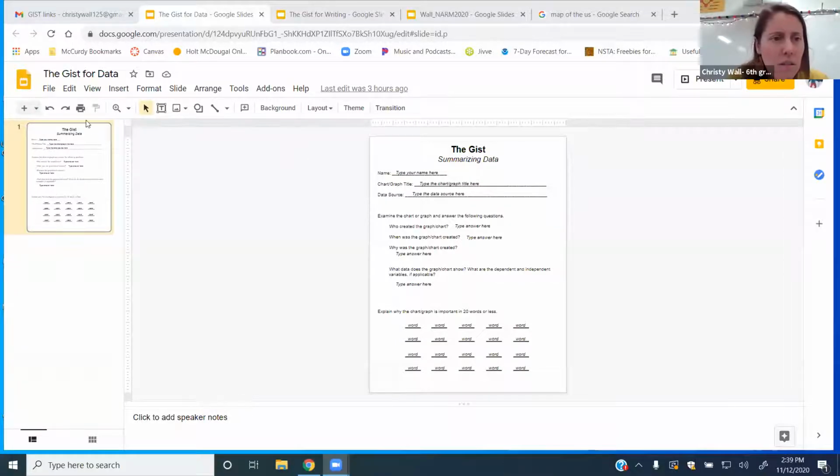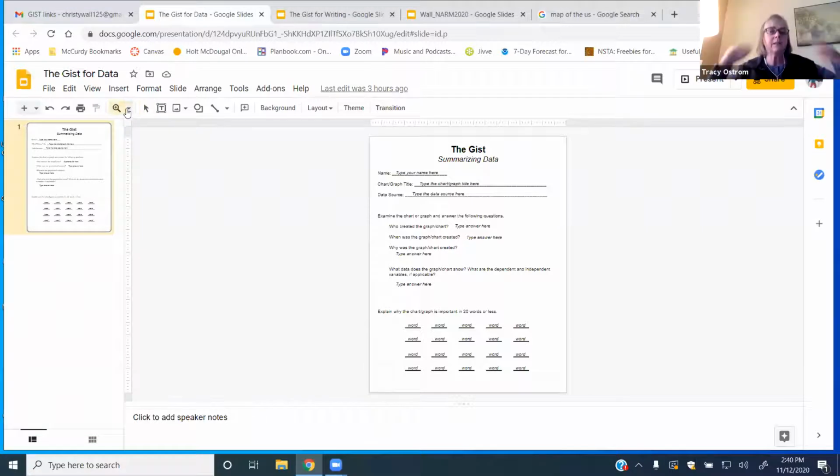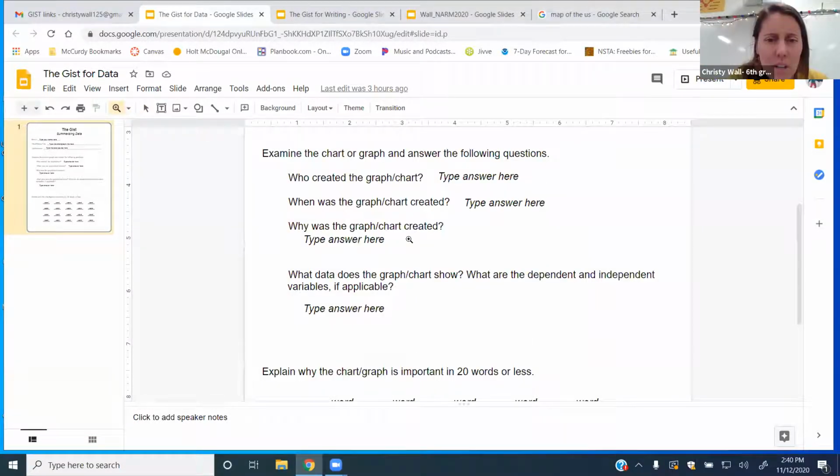Hey, Christy, on that data one, you mentioned this, you posed a little bit differently, but more of a scaffolding for, here, I'm going to just share. Yeah, can you share the data one? The data gist? Yes. Let me zoom in.